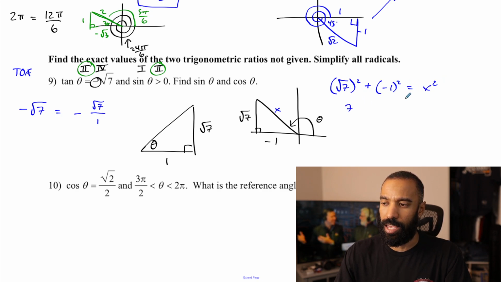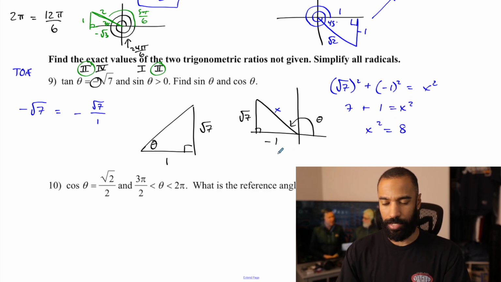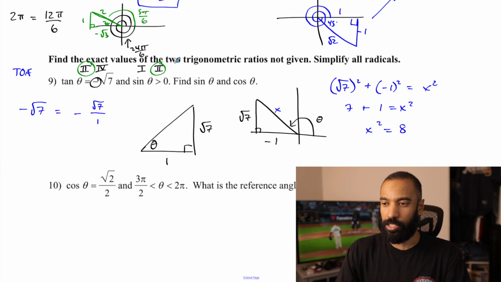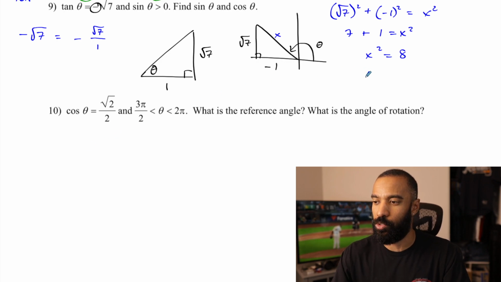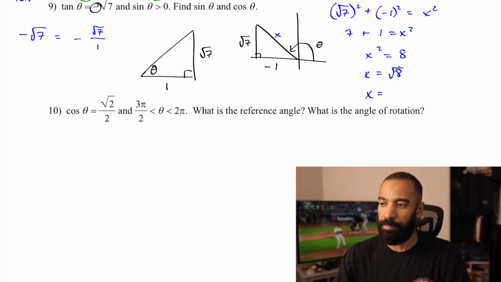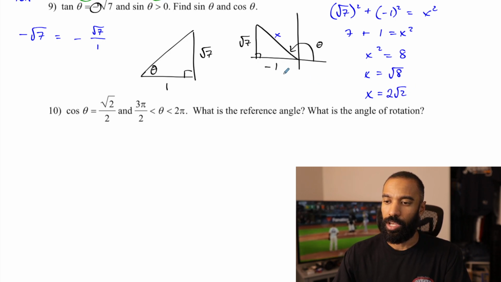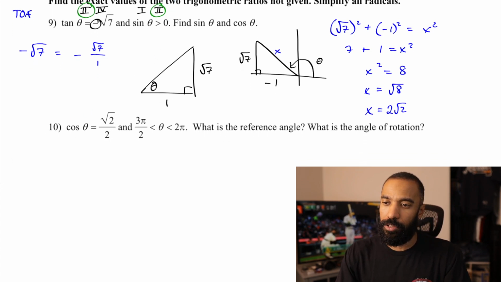Root 7 squared is 7. Negative 1 squared is 1, so we get that. X squared is 8. And I get to take the square root of both sides right there. So the square root of both sides will give me the square root of 8, not plus or minus. We're only referring to a positive value as it's distance there. And x is going to be, that's square root of 4 times square root of 2, exactly written as 2 root 2 right there. So my hypotenuse is 2 root 2.